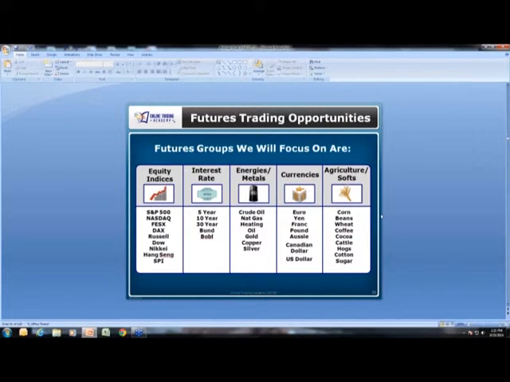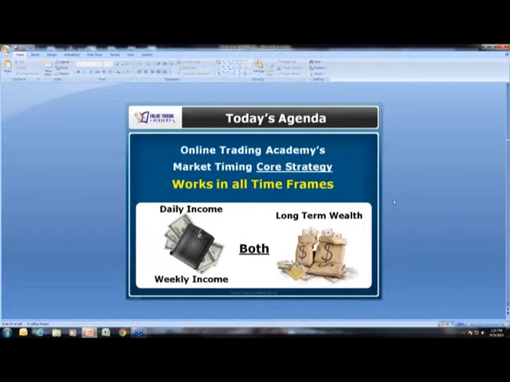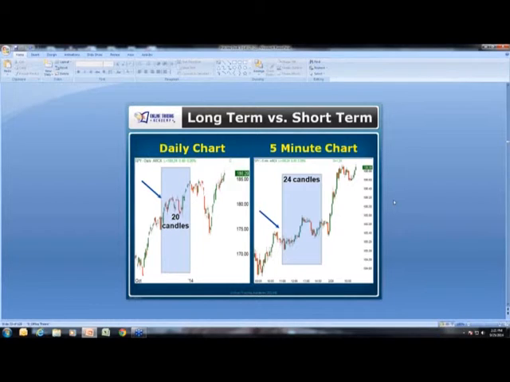There are many rich trading opportunities out there, and our core strategy works remarkably well, regardless of what you want to trade and the time frame you want to trade, whether you want to produce income or you just want to protect your long-term wealth. So I'm going to start to show you a few charts here.